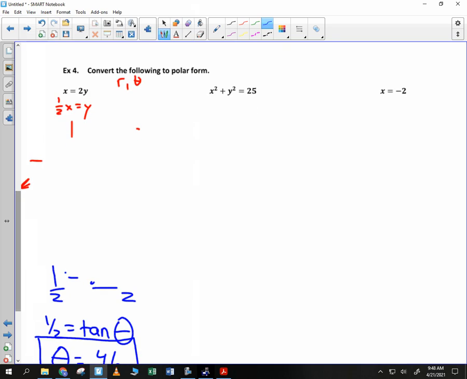Let's look at the last one. What does this make a graph of? If you were to draw this, what is this graph? What kind of a line? Vertical line that passes through -2. Very good.